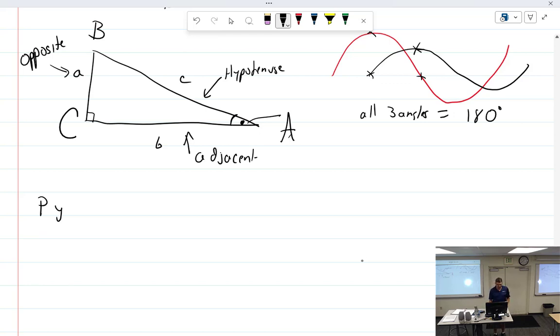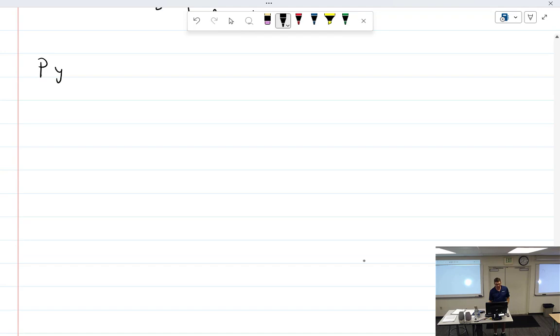So Pythagorean's theorem. Py. I have no idea how to spell this. I'm not going to pretend like I do. Py. There we go.